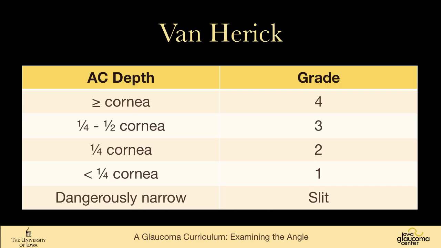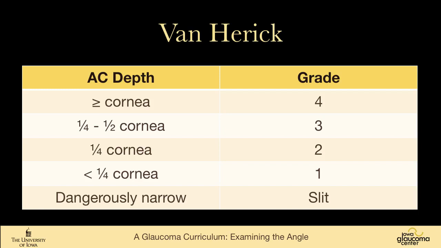So in the Van Herick, and I'll show a movie here in a second, we use the thickness of the cornea as a ruler, and then measure the anterior chamber depth compared with that corneal thickness. If the anterior chamber is as thick as the cornea or thicker, that would be a grade 4. As you can see, if it's a quarter corneal thickness, that's a grade 2. Less than a quarter cornea, that's a grade 1, and so on.